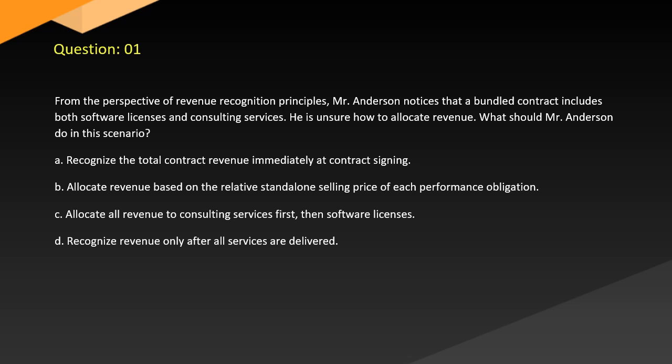A. Recognize the total contract revenue immediately at contract signing. B. Allocate revenue based on the relative standalone selling price of each performance obligation. C. Allocate all revenue to consulting services first, then software licenses. D. Recognize revenue only after all services are delivered.